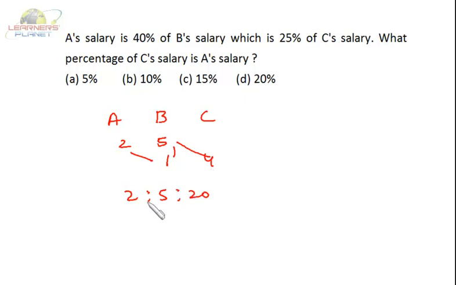Now we have to find out the ratio of A is to C, which is 2 is to 20, which is 1 is to 10. Okay. So A's salary is 1 by 10th of C. Okay. So it's 10%. I hope you are clear.